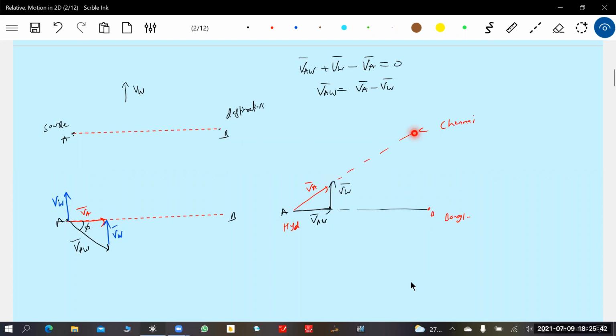So what will the passengers do? I think they will beat you, no? So what is the problem with the pilot? The pilot doesn't actually know the relative velocity. Are you getting it? I think this is the biggest problem we have.